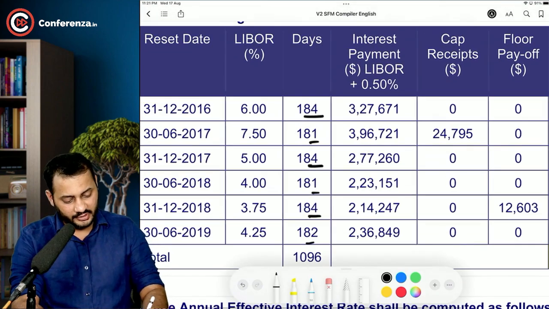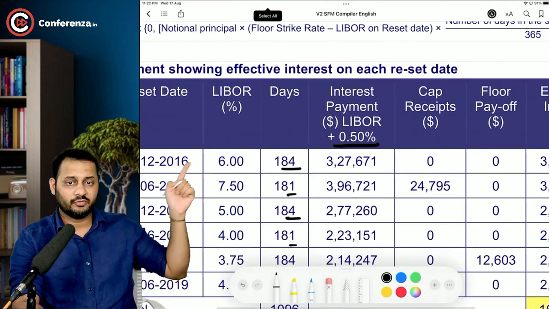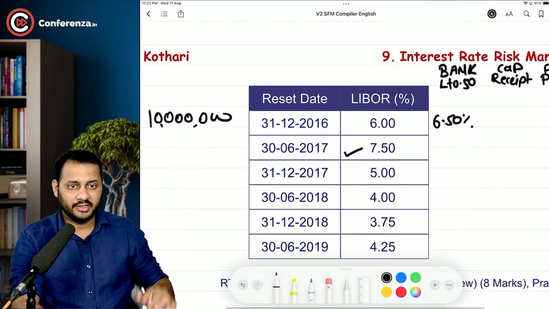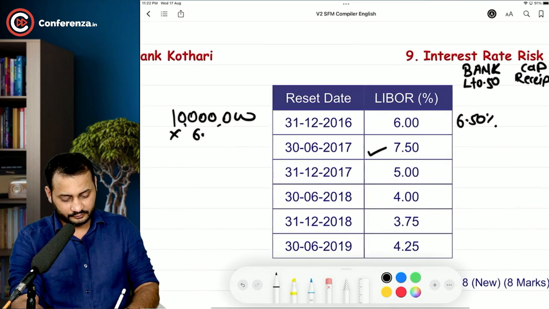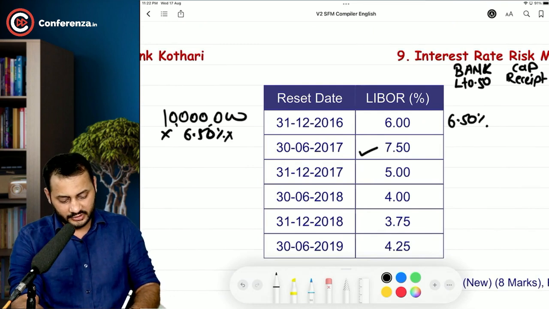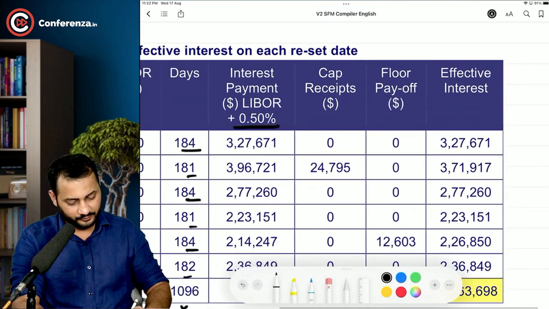Okay, the interest will be like this. How are you going to calculate? For the first 6 months, it is going to be 184 days. So 10 million into 6.5%. That comes to 6,50,000. So 6,50,000 into 184 divided by 365. Let me try. It comes to 322,630.